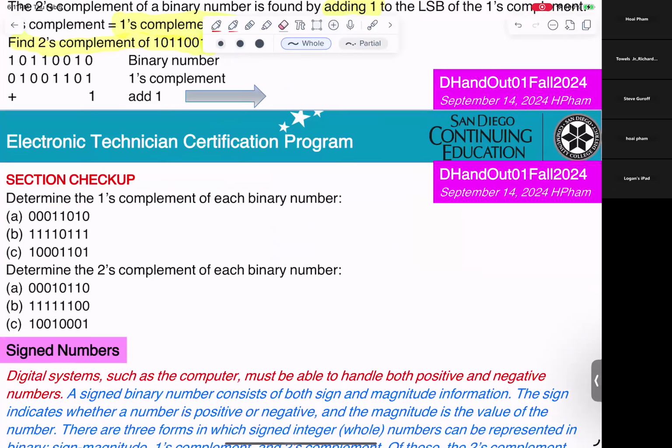Determine the first complement of a binary number. Okay. Again, for first complement, just change the number from 0 to 1, 1 to 0. Then that's the first complement. In the second complement, first thing you have to do, change the number to first complement. Then add 1. That will be the second complement. Okay? You will try that.